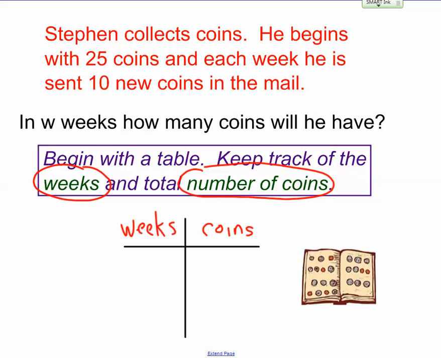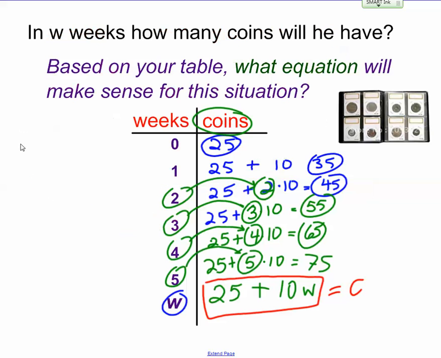And the question is, how do you even begin? And one of you said, you make a table. That's exactly what you do. If you begin with a table, you can keep track really easily of the weeks and the number of coins that Stephen has as the weeks pass. So you guys made a table and you looked for patterns.